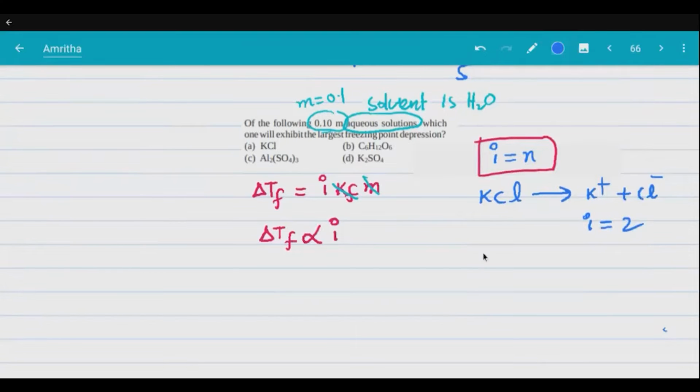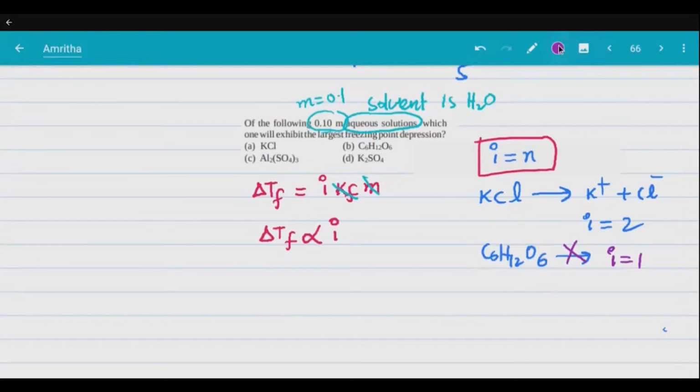Now for glucose, C6H12O6, how many ions? It is not dissociated. Don't write carbon plus hydrogen plus O minus. That is not correct. Glucose doesn't undergo electrolysis, meaning there is no dissociation, so it can't conduct electricity. Glucose solution will never conduct electricity because there are no free ions, right? So it cannot produce ions. So i is equal to 1 only. There is one molecule, that's it.